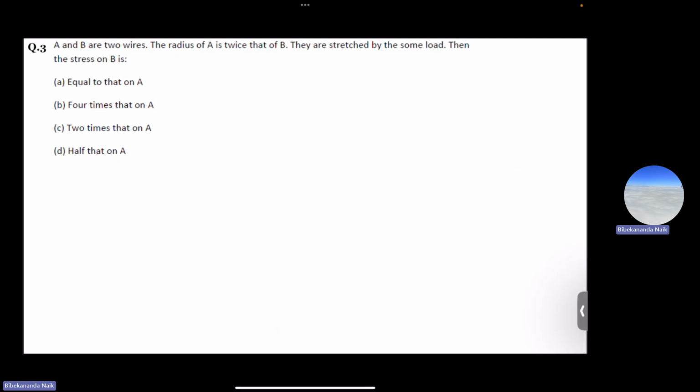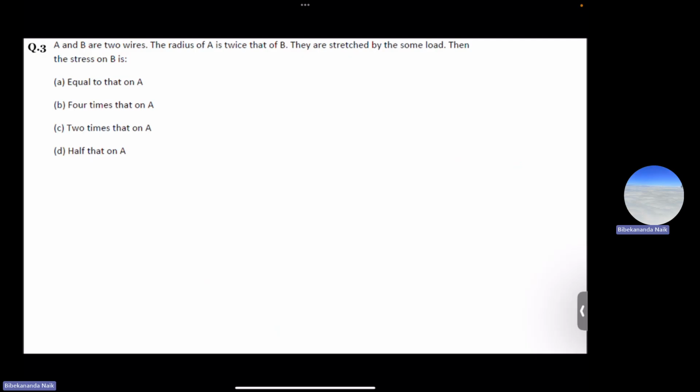Now I'll move to question number 3. Question number 3 says A and B are two wires. The radius of A is twice that of B. They are stressed by the same load. Then the stress on B is. The options are: option A equal to that on A, option B 4 times that on A, option C 2 times that on A, and option D half that on A.